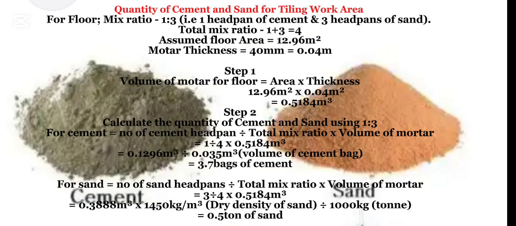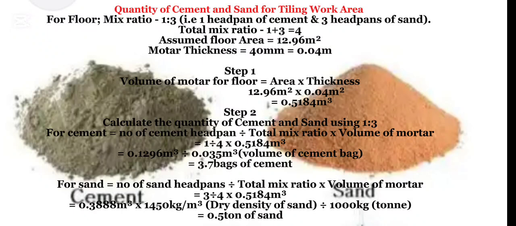So our first step here is to determine the volume of mortar for the floor. And how do we do that? It has a formula, which is volume of mortar for floor equals area times thickness, and inputting those figures into the formula, all we have for our volume of mortar for floor is 0.5184 cubic meter.